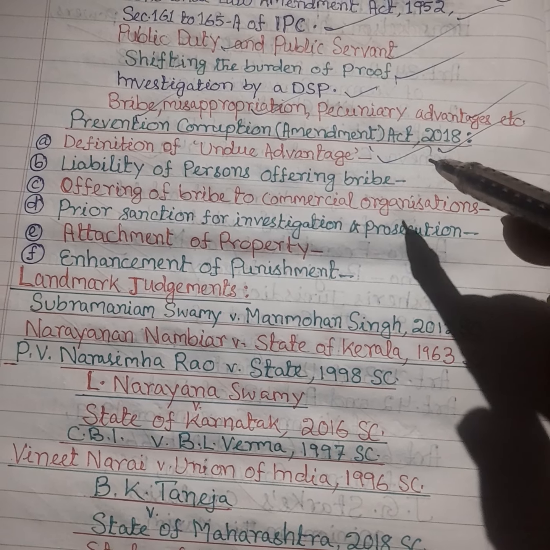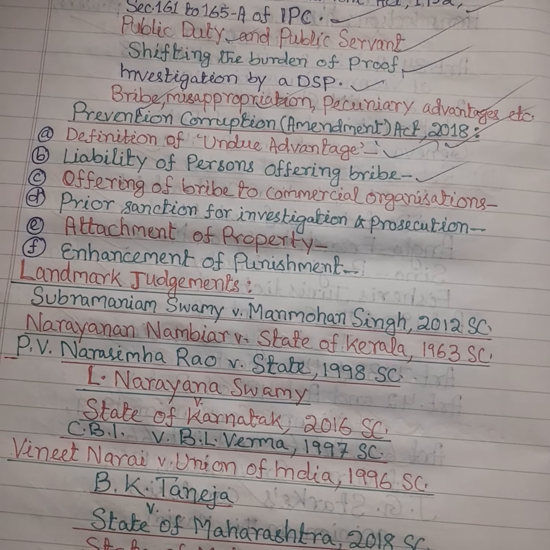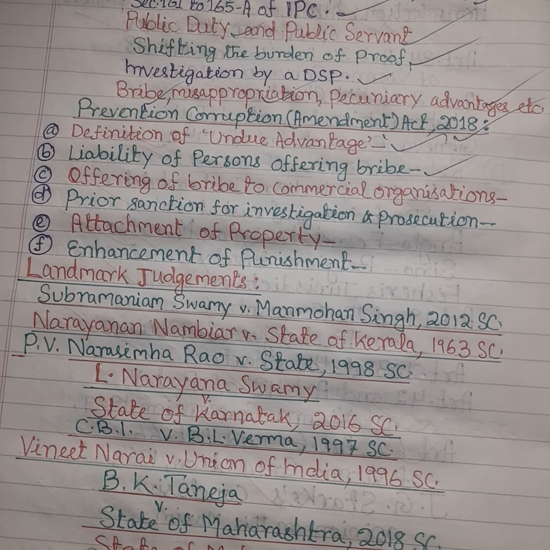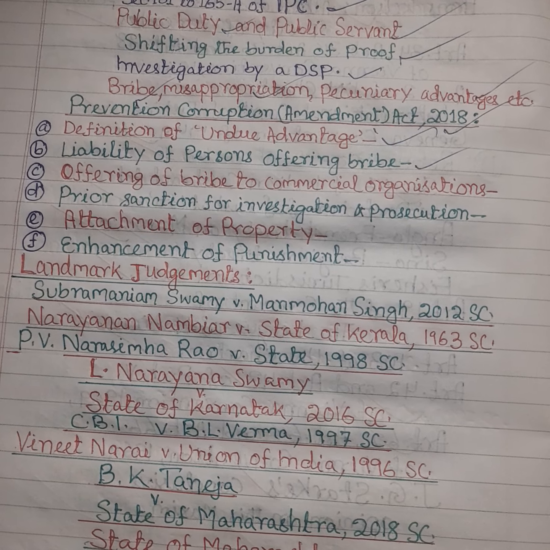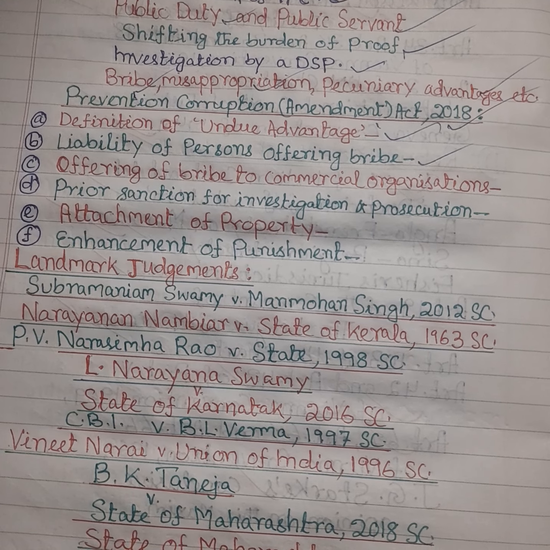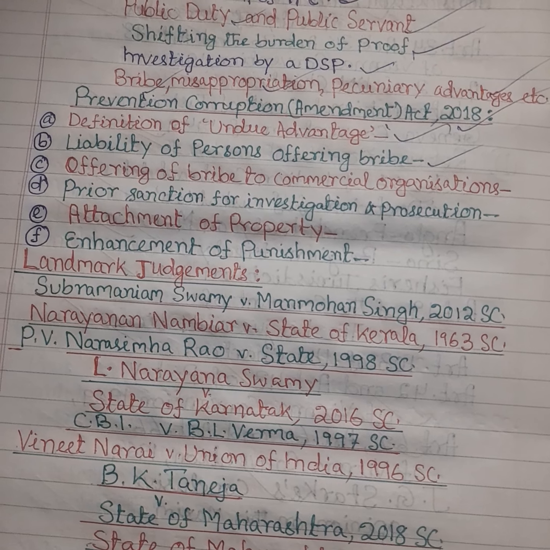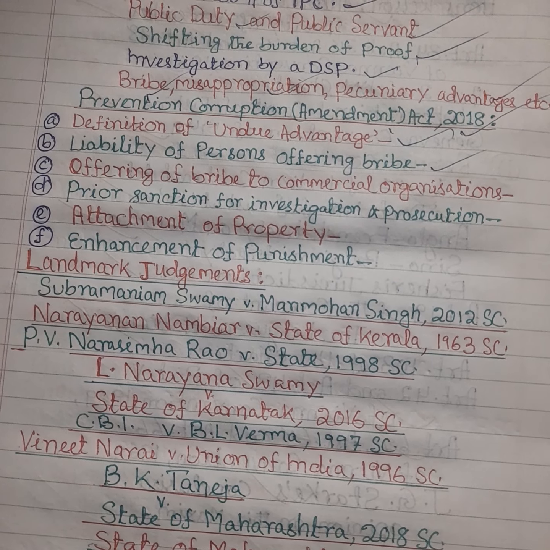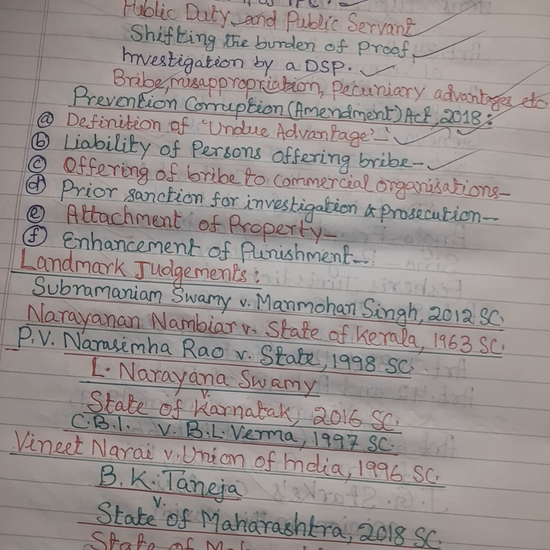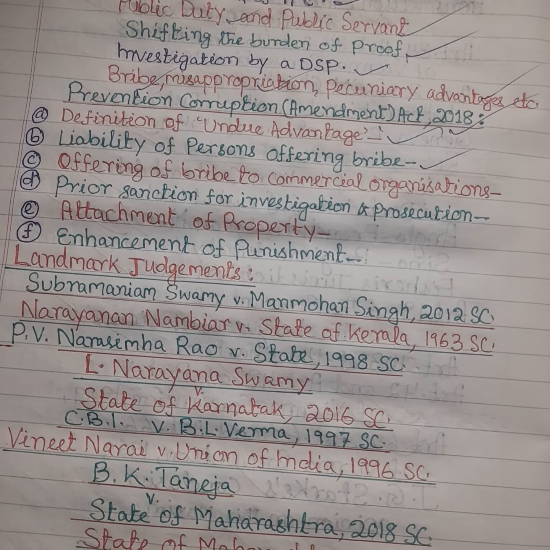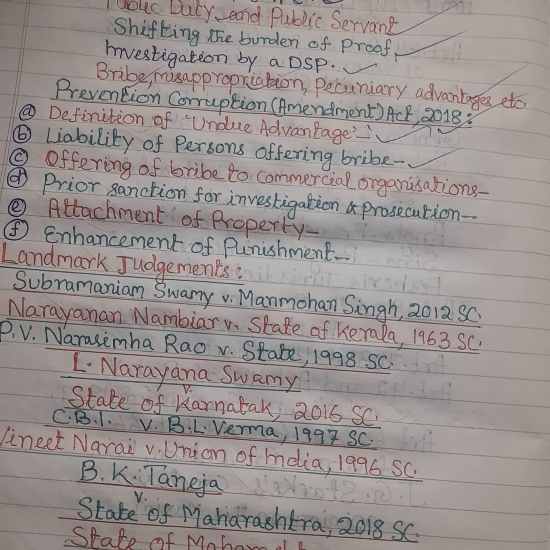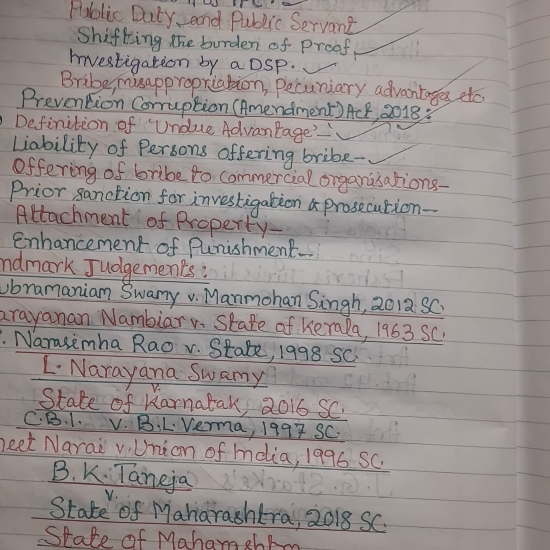The second change inserted under the amendment is liability of persons offering bribe to public servants. Previously, the Prevention of Corruption Act of 1988 did not contain a separate provision for a person who gives or promises to give an undue advantage. However, the Amendment Act of 2018 makes giving an undue advantage by a person to a public servant a specific punishable offense.